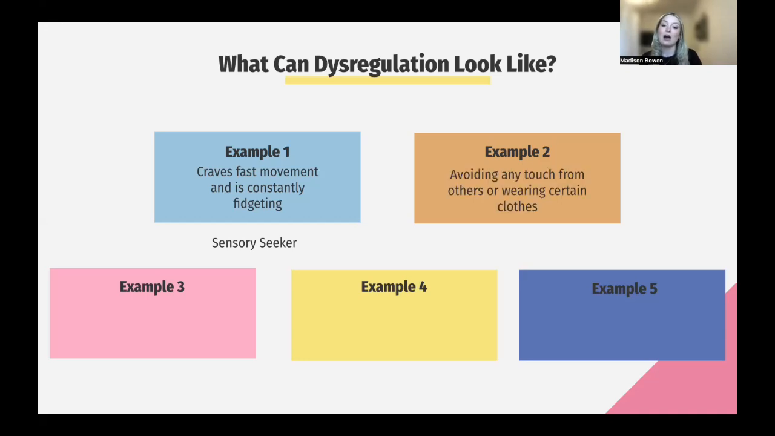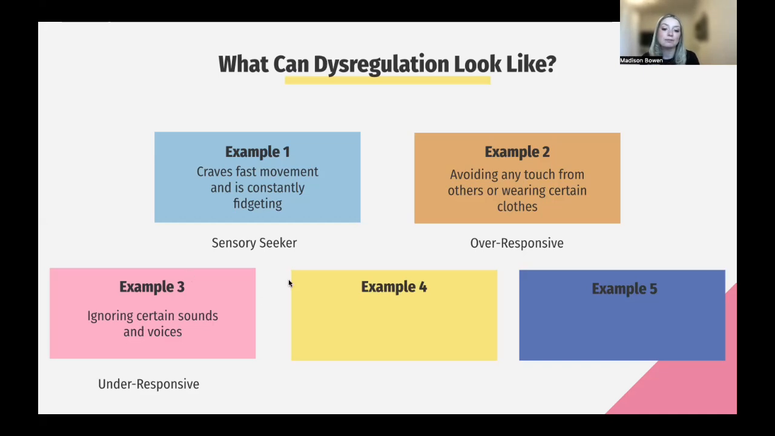Example 2: avoiding touch from any others or wearing certain clothes. So this is an over-responsive child. So this is a child who is over-responsive to any tactile input or touch sensation. Example 3: ignoring certain sounds or voices. This is describing a child that is under-responsive to any auditory stimulation.